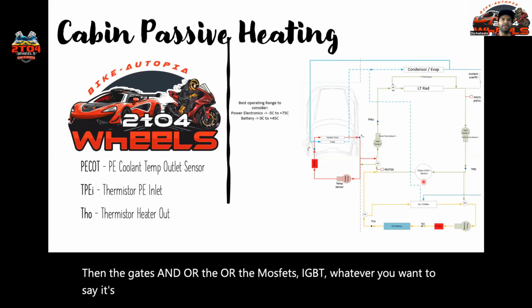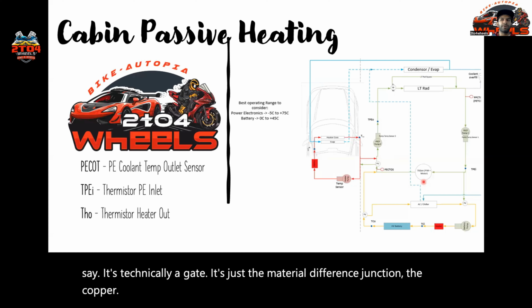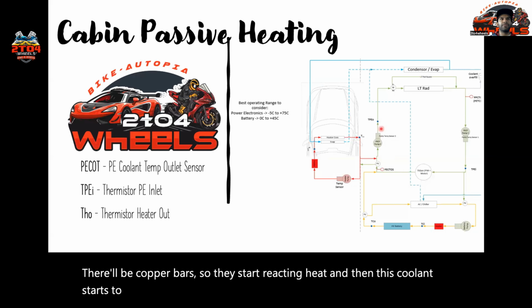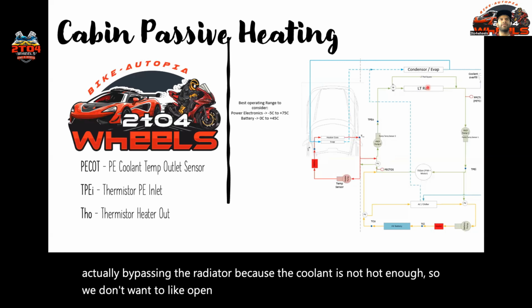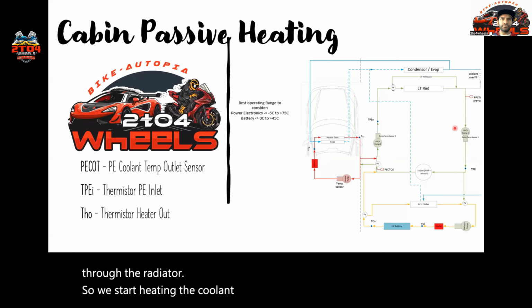It's technically a gate, it's just the material difference. The junction, the copper bars, so they start rejecting heat, and then this coolant starts to heat up. But we are still flowing this coolant through the... we are actually bypassing the radiator because the coolant is not hot enough. So we don't want to start running the fan and run the coolant through the radiator. So we start heating the coolant as fast as possible.